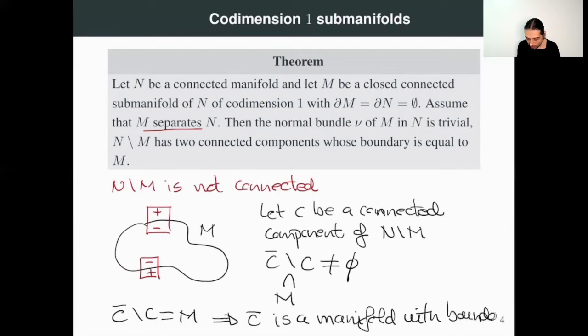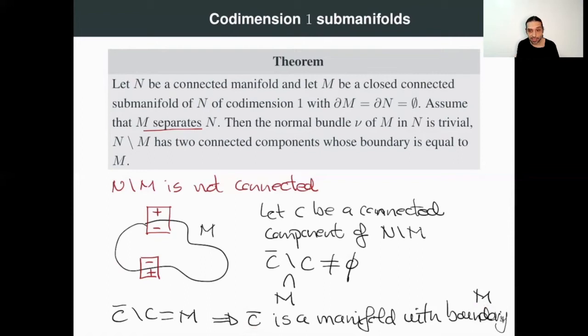And this boundary is M. Okay, so we have a manifold with boundary, and in particular, now what you can realize is that the normal bundle of the boundary of the closure of C, that is M, is orientable. But that normal bundle is the normal bundle of M in N.